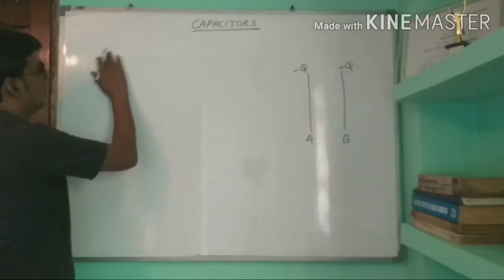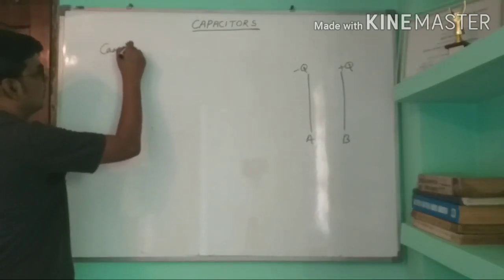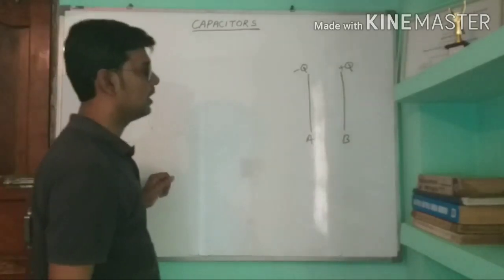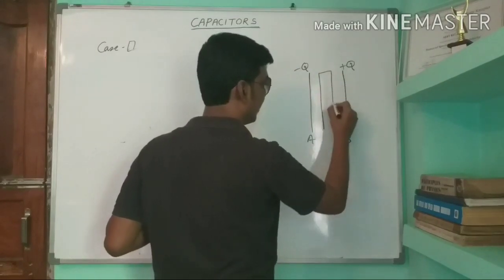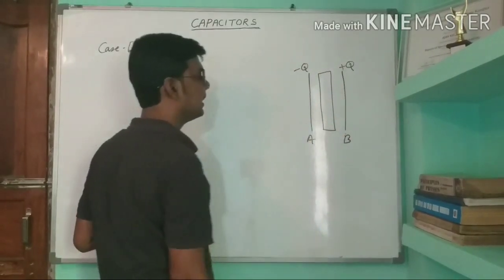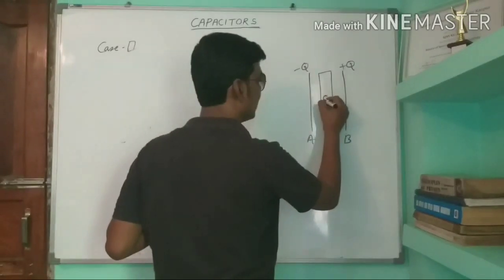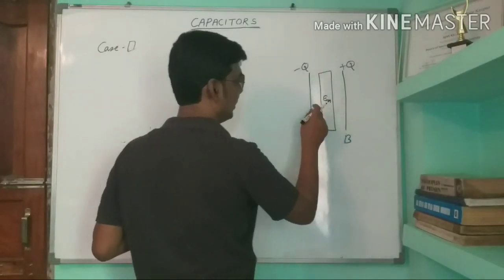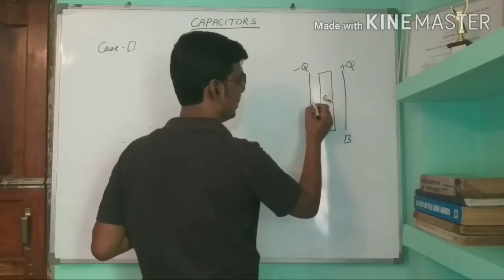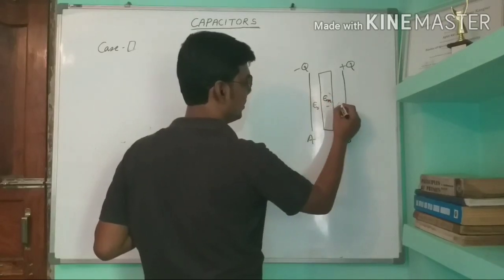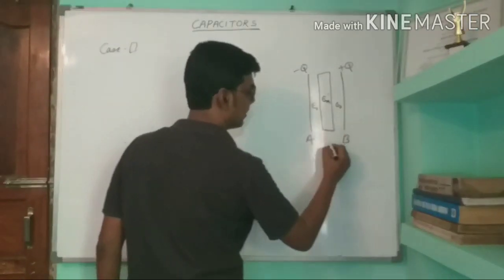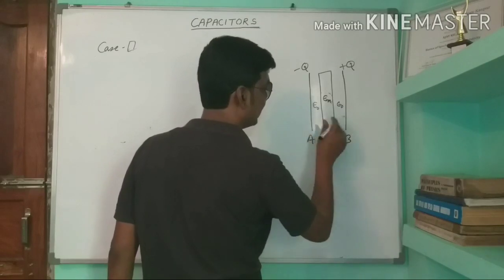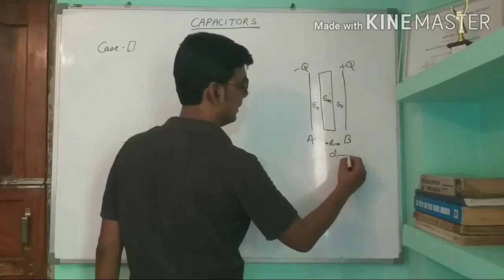Now the second case of a parallel plate capacitor: suppose there is a dielectric in between, and the relative permittivity of this dielectric is, say, epsilon m. The permittivity of the free space is epsilon 0 as before. Now the thickness of this dielectric is, suppose, small t, and the distance between these two plates is d.